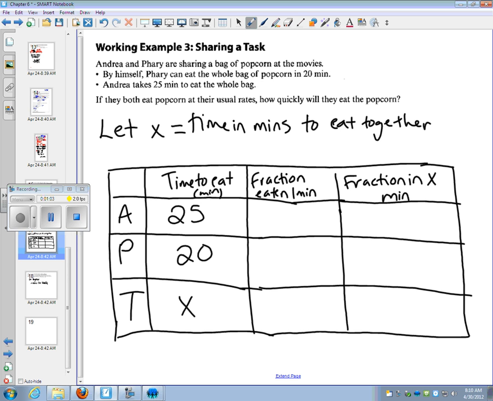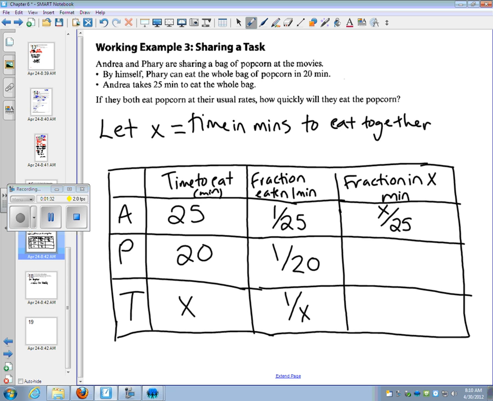Okay, so in 1 minute, Andrea has eaten 1/25 of the bag. In 1 minute, Fari has eaten 1/20th of the bag, and together they've eaten 1/x of the bag in 1 minute. So after x minutes, they've eaten x over 25. So let's say it's 5 minutes. It would be 5/25 Andrea has eaten.